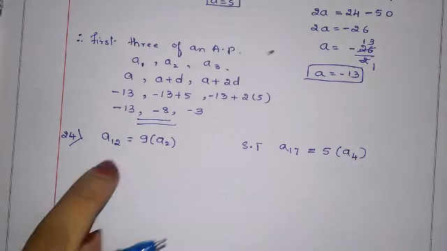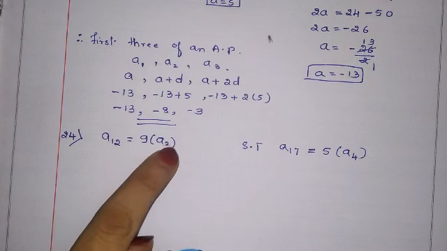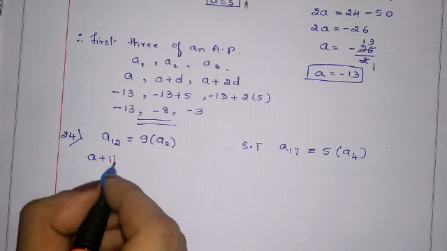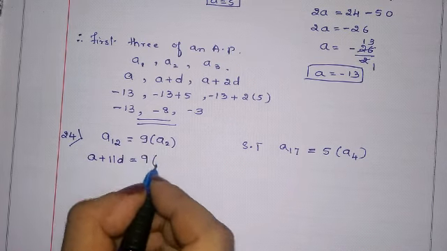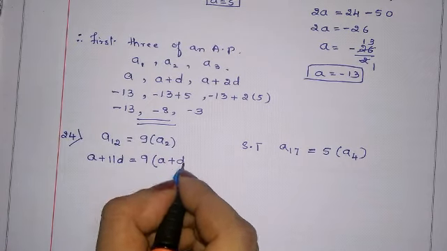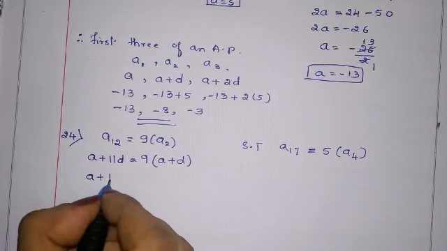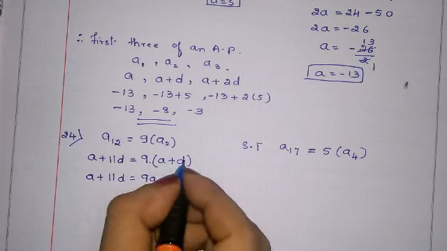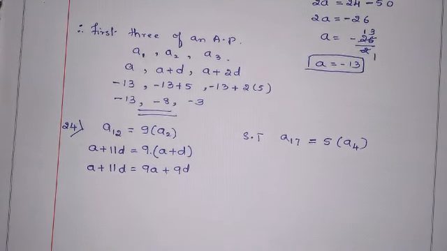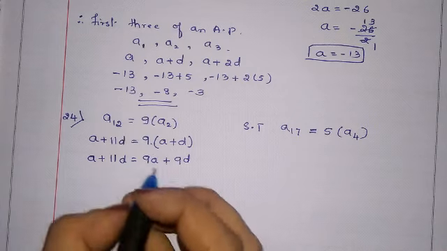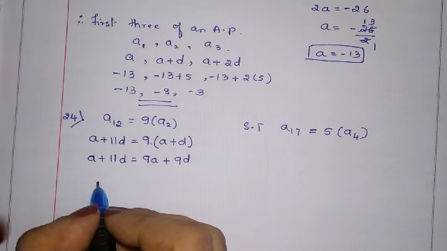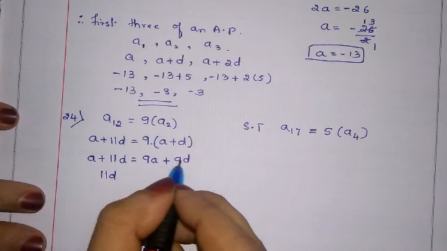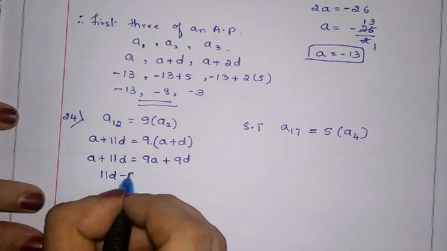Okay, let us solve. The given condition is this: the 12th term is 9 times the second term. The 12th term is nothing but, we know, A plus 11D is equal to 9 into the second term, which is nothing but A plus D. So A plus 11D is equal to 9 into A is 9A, plus 9 into D is 9D. Now let us bring the A terms to one side and the D terms to the other side. So 11D is here, I'll keep it as it is. I'll bring the D term here. It becomes minus 9D.